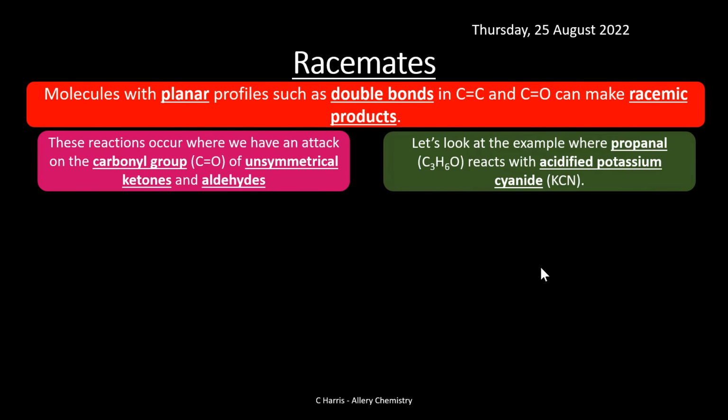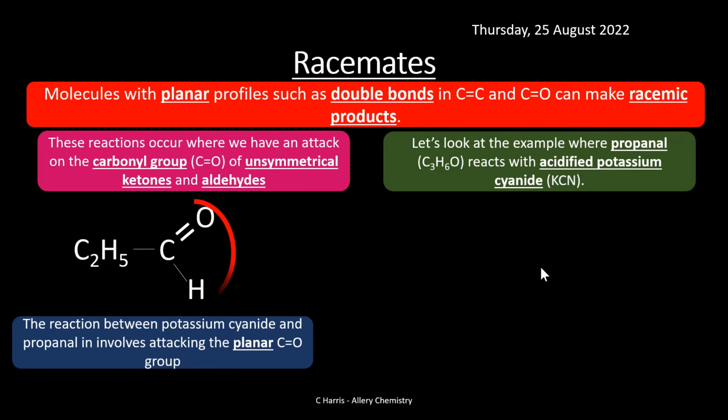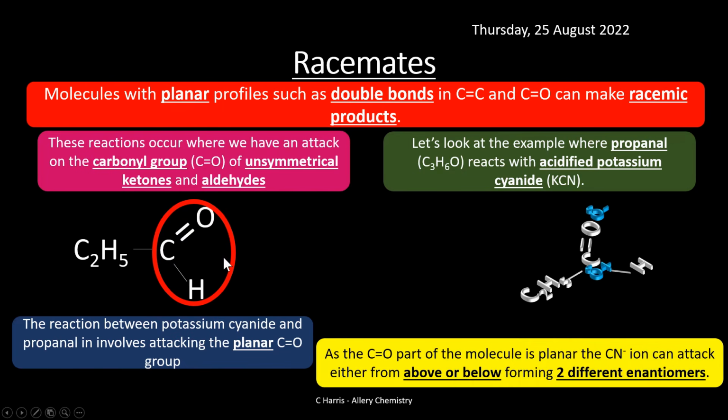So let's look at an example in a little more detail. We've got propanal, which is C3H6O, and that reacts with acidified potassium cyanide, as we mentioned before. The reaction involves attacking the planar C double bond O group. This is the flat bit, this is planar. As the CO part of the molecule is planar, the CN minus can attack either from the top or from below.